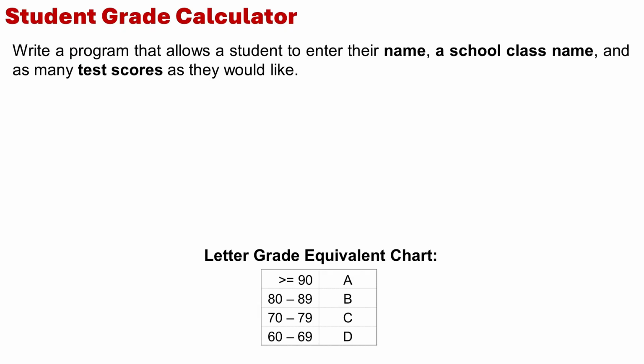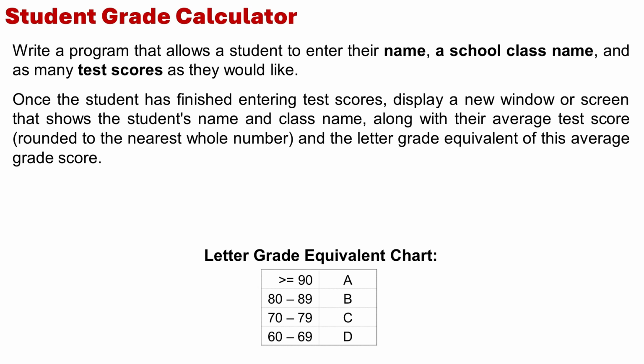Exercise number 1. Student grade calculator. Write a program that allows a student to enter their name, a school class name, and as many test scores as they would like. Once the student has finished entering test scores, display a new window or screen that shows the student's name and class name, along with their average test score rounded to the nearest whole number and the letter grade equivalent of this average grade score.